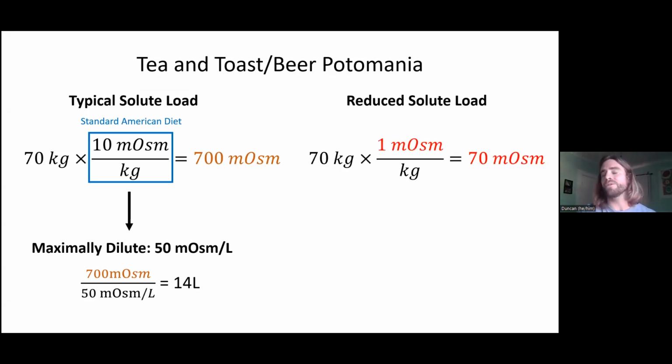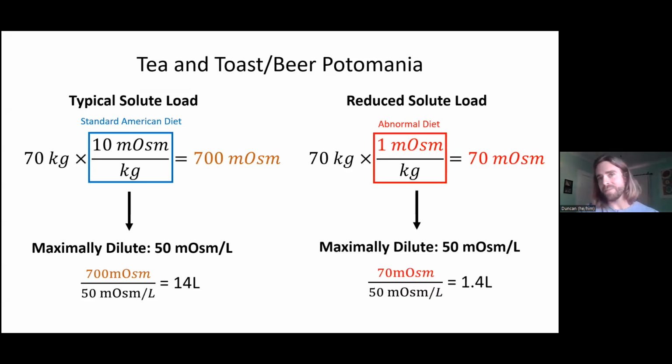If, however, we have a reduced solute load, this is someone who is only eating carbohydrates, only drinking beer, and not having enough protein and salt in their diet. Despite the kidneys still doing the very best that they can, they only have that 70 milliosmoles of solute to work with in this example. Then it's very easy for someone to accidentally drink more than 1.4 liters of free water. The kidneys are still doing their best, but that amount of free water overwhelms them and you develop hyponatremia because of it.